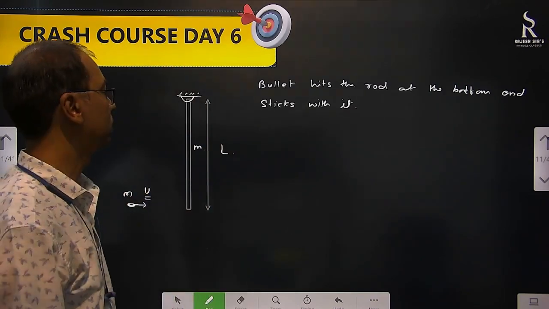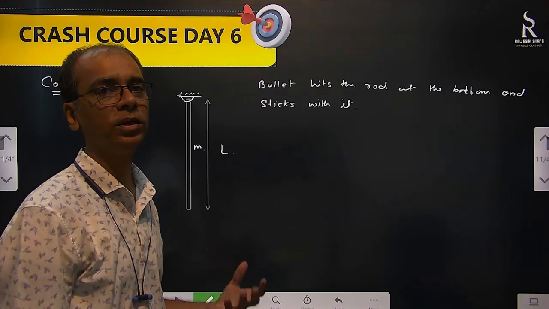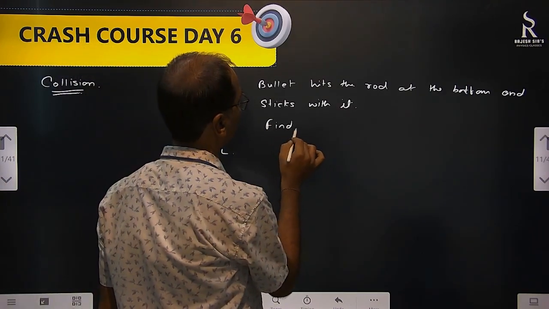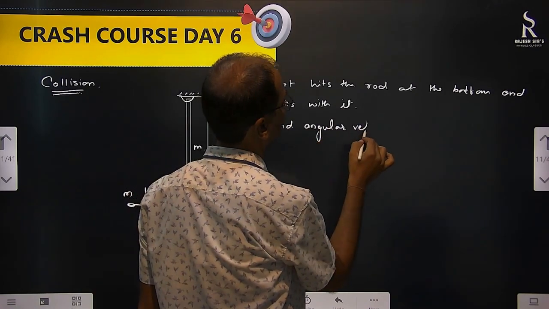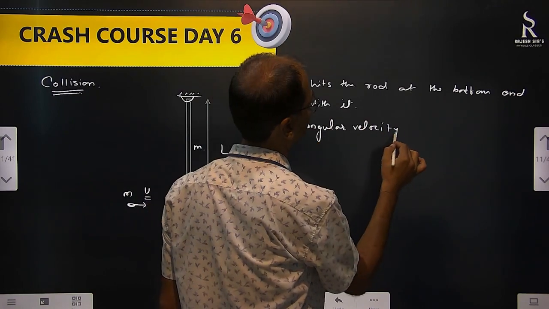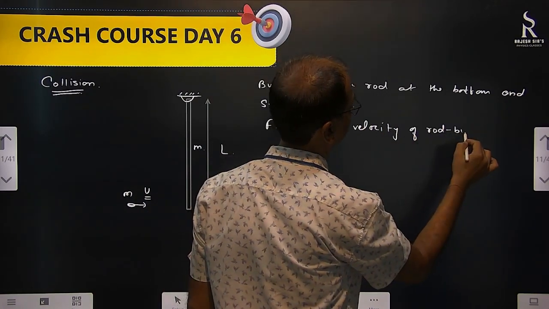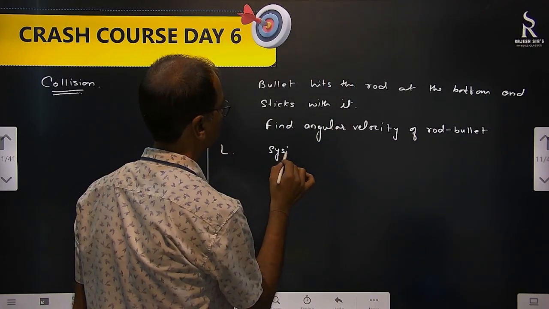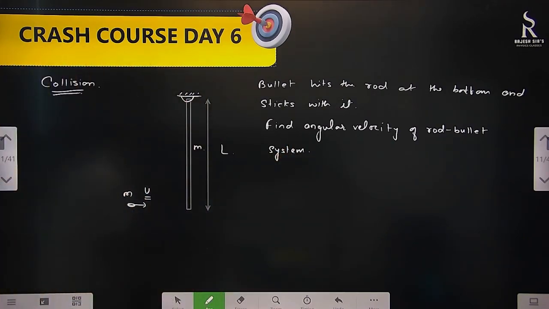Then what does he want? Find the angular velocity of the rod, or find the angular velocity of the rod plus bullet system. So this is the question.